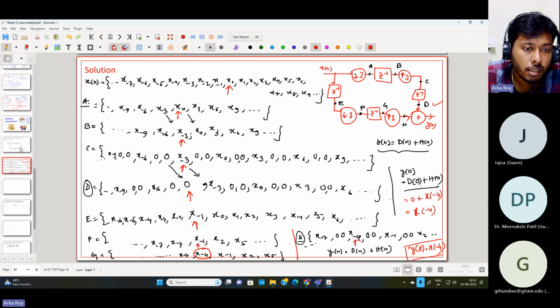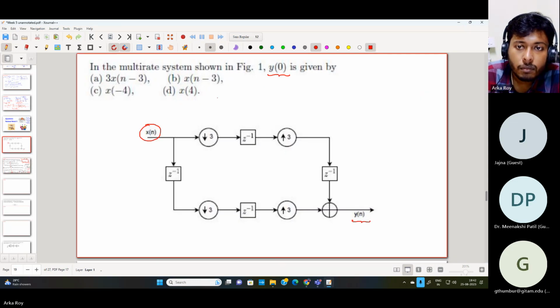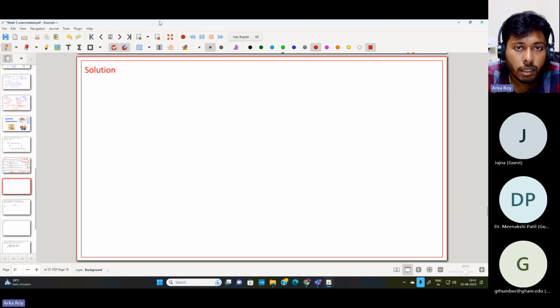Let us see, so y of 0 is equal to x of -4. So option C is the correct option. Okay.